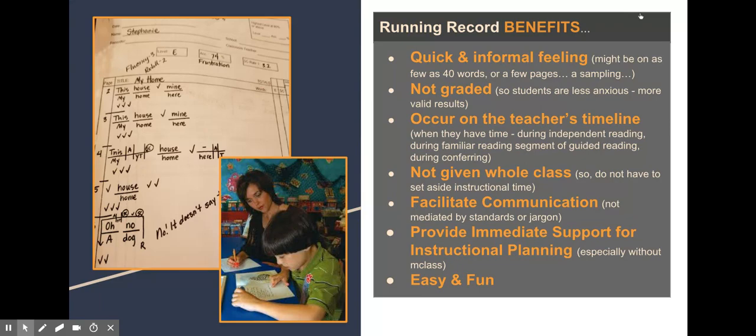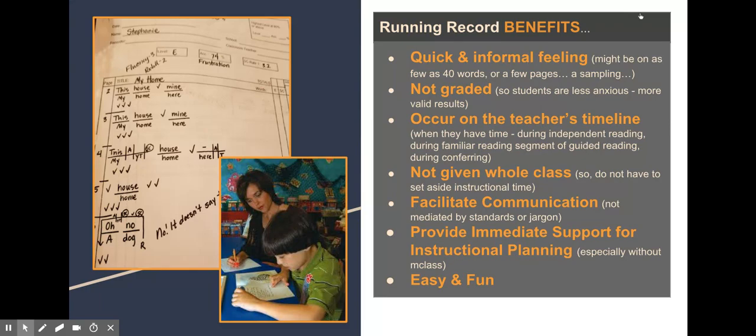They provide immediate support for instructional planning, especially in these days we don't have M-Class, so we don't have some valuable information. We get a lot from NWEA, but nothing that can replace a daily running record for emergent readers K-2, struggling readers K-5, and even on-level readers 3-5 for benchmarking. They help you plan your lessons. Like with Stephanie, I know Stephanie needs help working through words. I'm going to have her sitting right up front during my interactive writing time.